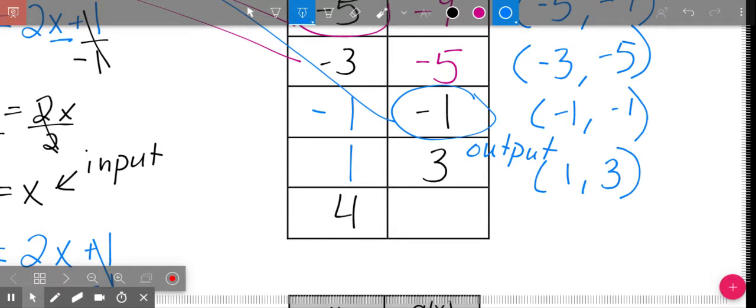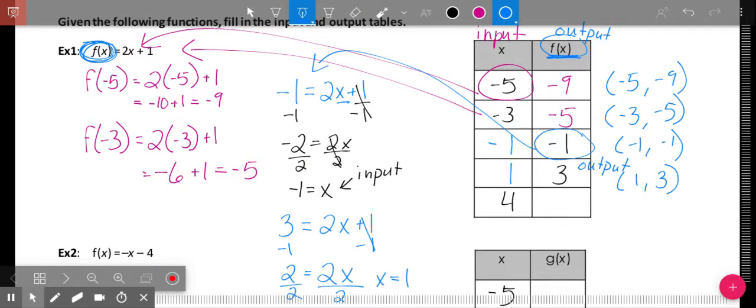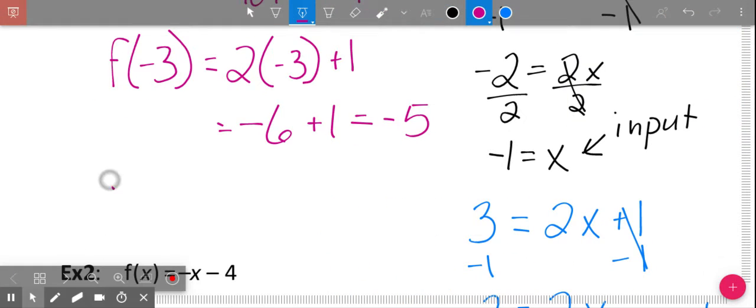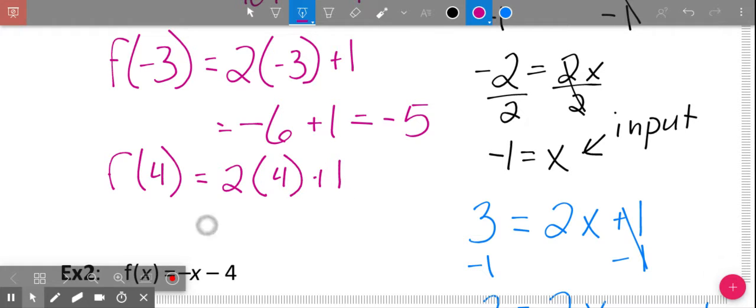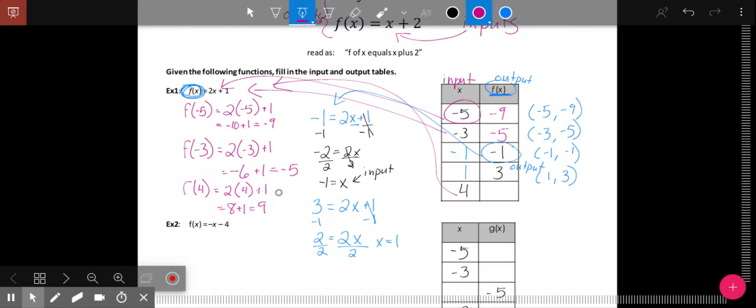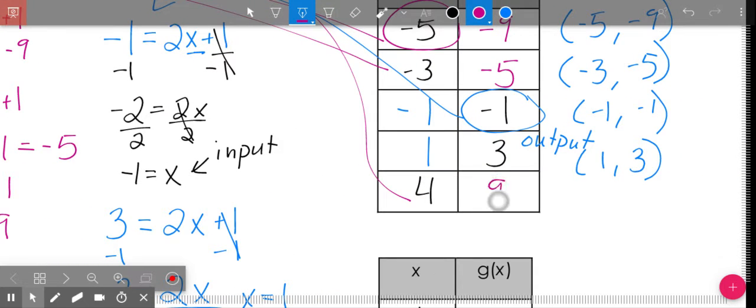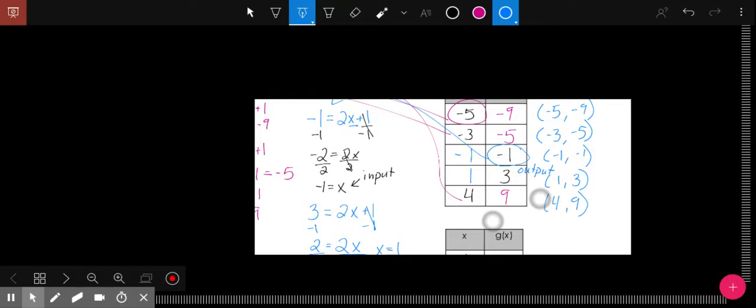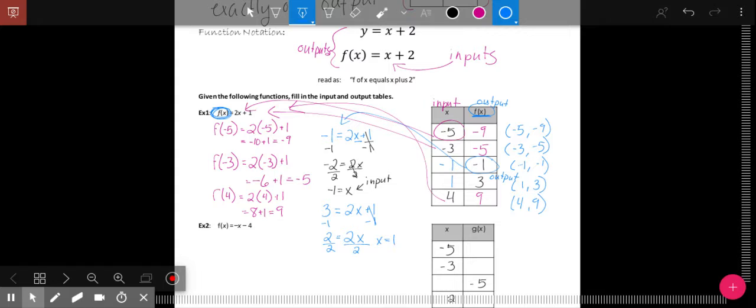All right, and then the last one, now we're back to getting an input. So now we're back to normal. We're going to take that 4, plug it into the function. So now I'll have f of 4 is equal to 2 times 4 plus 1. Well, 2 times 4 gives me 8 plus 1, which gives me 9. So I'll have an output of 9. So that's the point for 9.